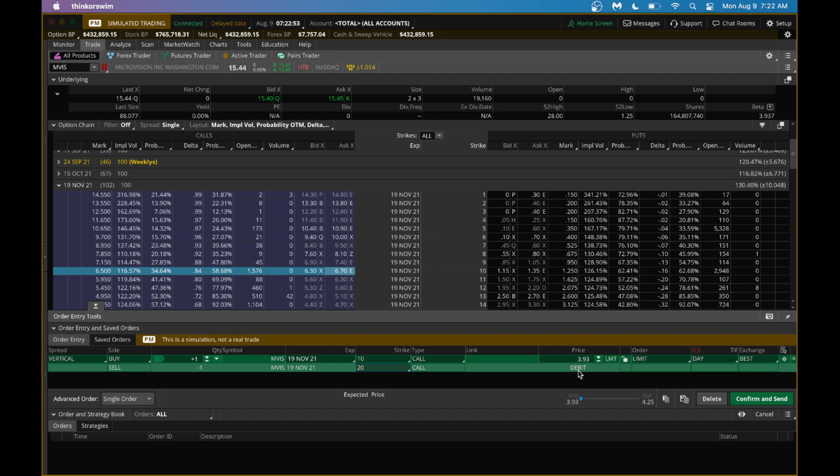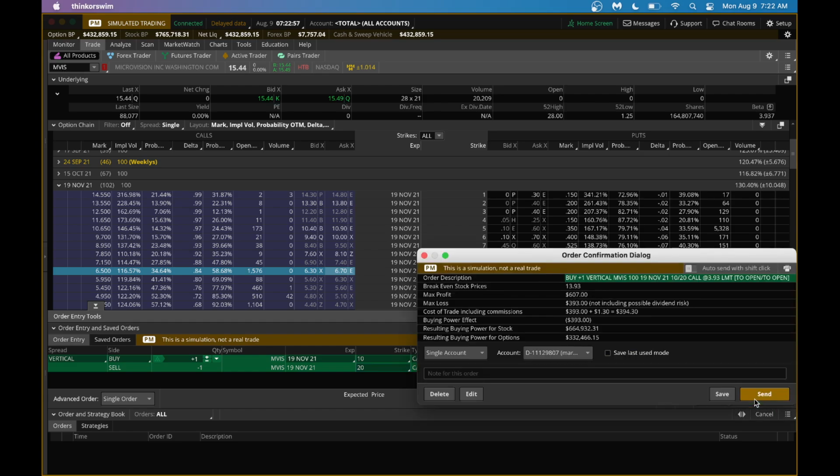I'm really more than doubling my money if this trade goes well. So if I confirm and send here, I'm paying 393 and I'm going to make 607, and my break even point is 13.93. As you can see here, my break even is below current stock price. That's a conservative strategy. So you could confirm and send this trade.